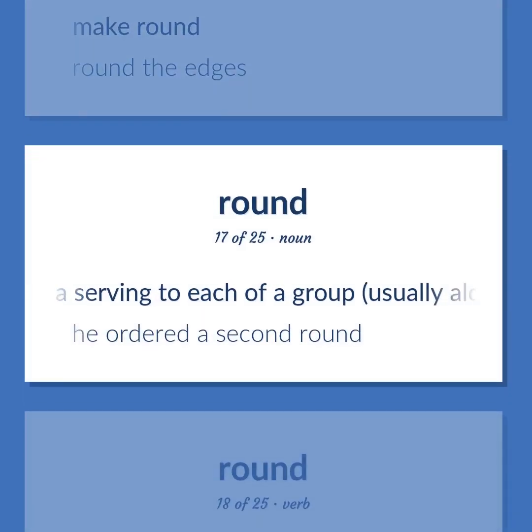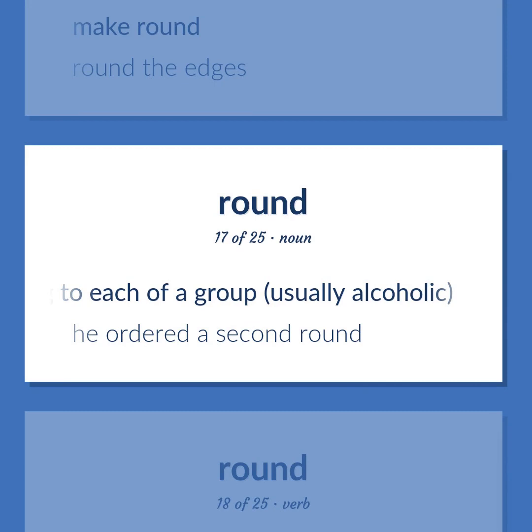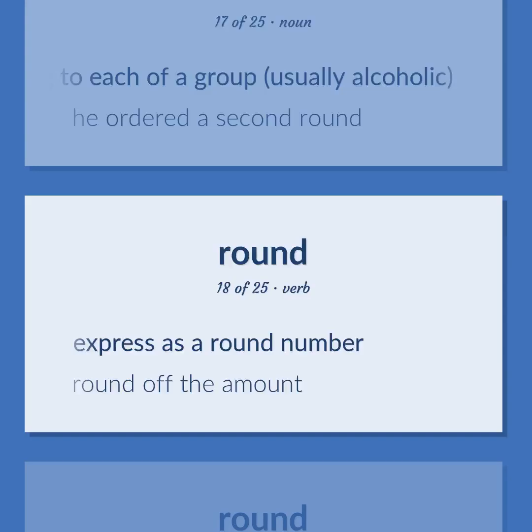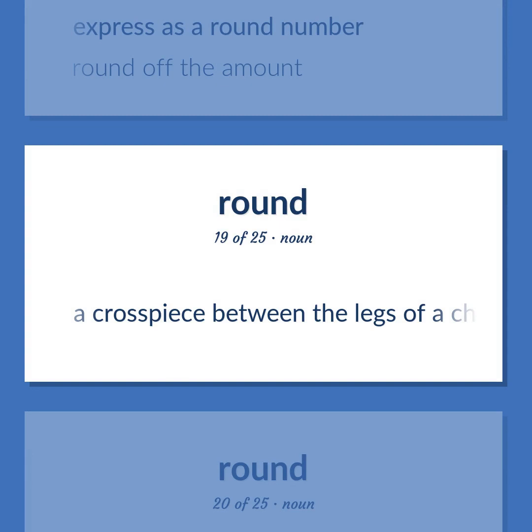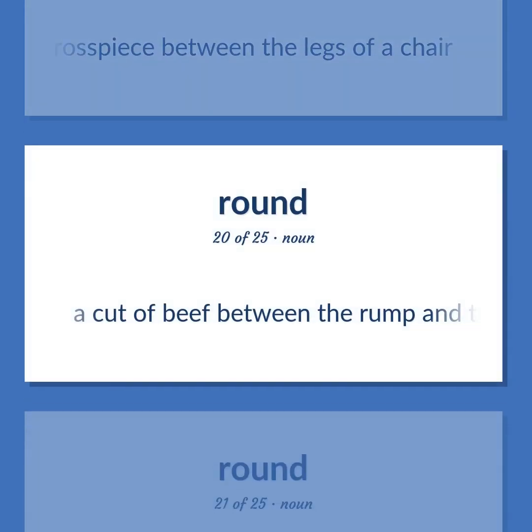A serving to each of a group, usually alcoholic. He ordered a second round. Express as a round number. Round off the amount. A crosspiece between the legs of a chair. A cut of beef between the rump and the lower leg.